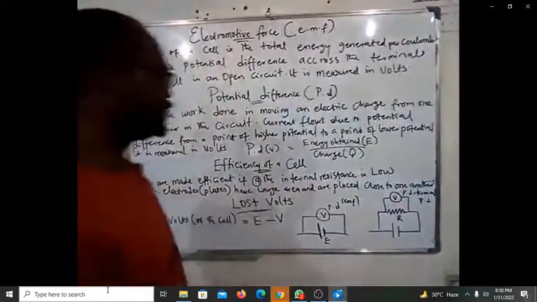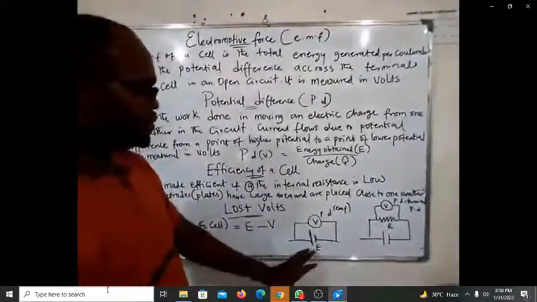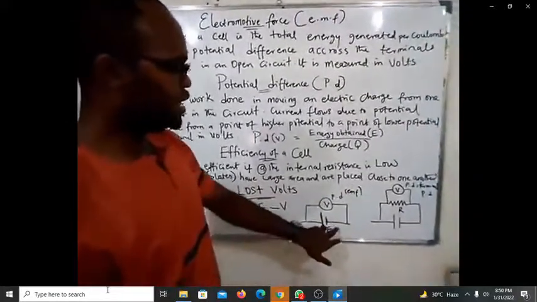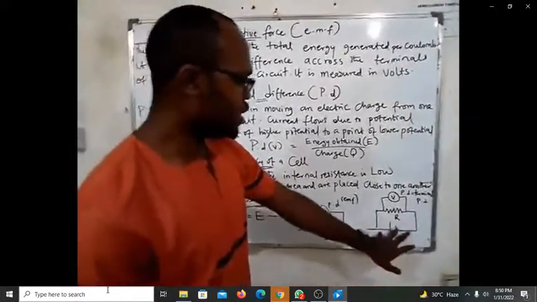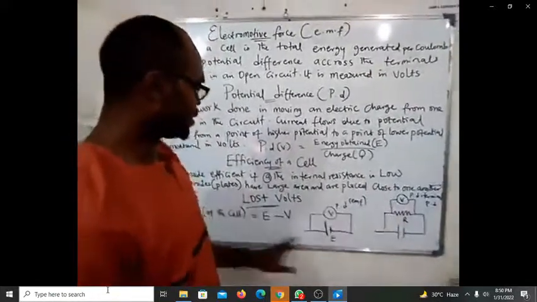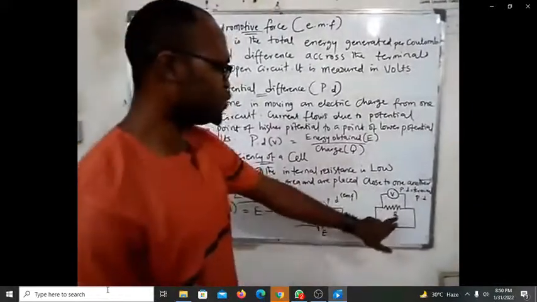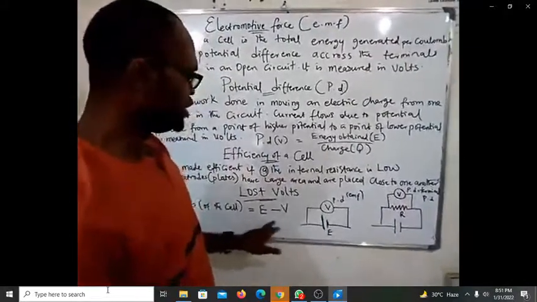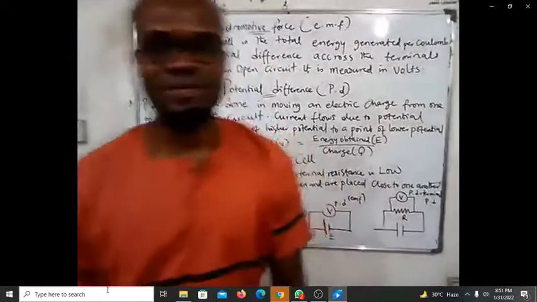And I told you that lost voltage or lost volts is simply the difference in the voltages that is measured when the cell is not connected to any appliance or any other electrical component, and the one when the cell is connected to a resistor. So if you take the voltage here, E, which is the electromotive force, minus the voltage across the circuit when a resistor is connected, V, the difference between these two gives you the lost volts of the cell. Thank you.